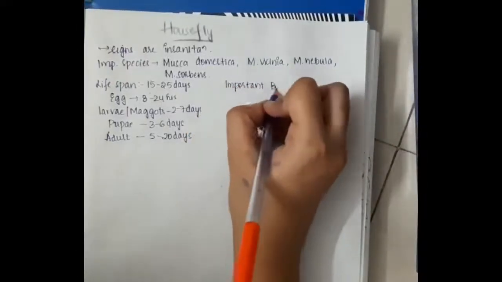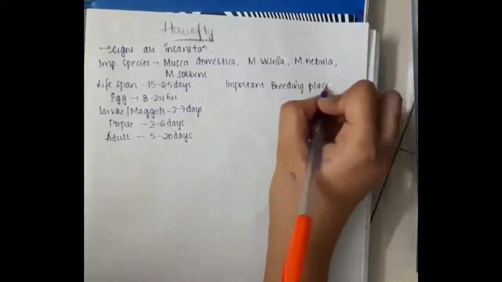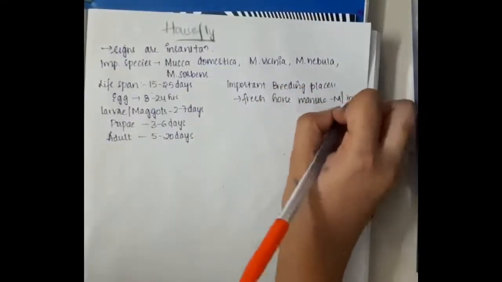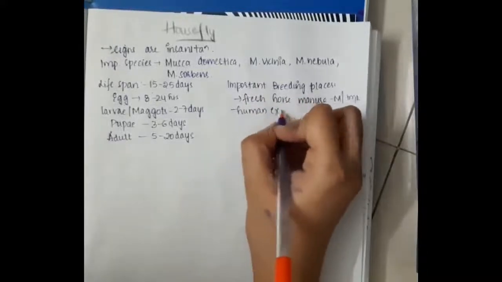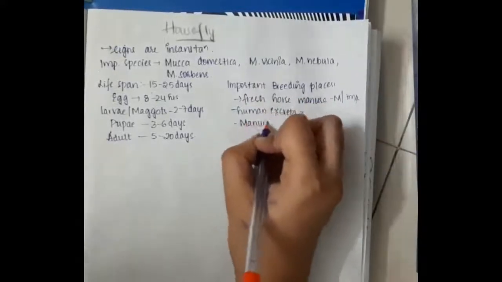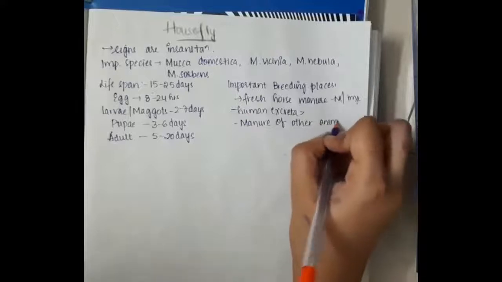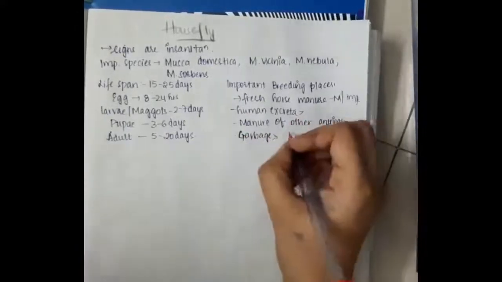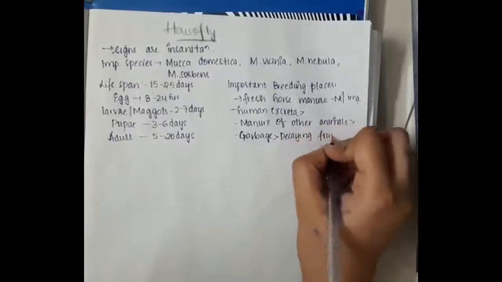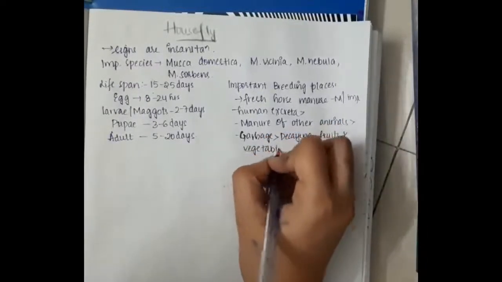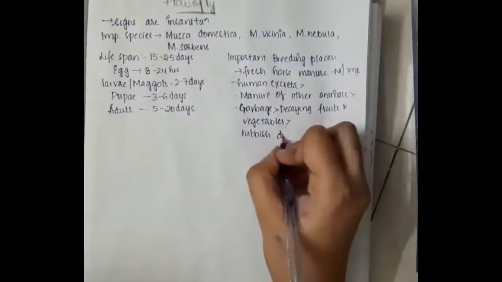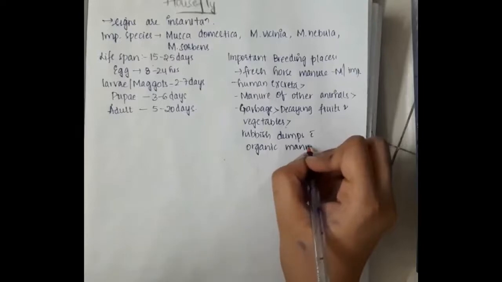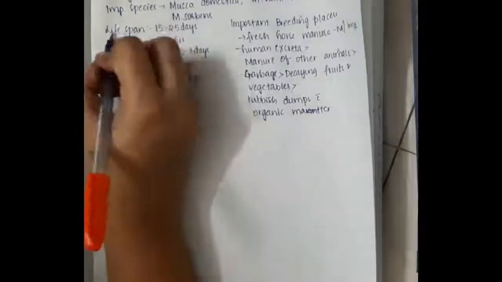The important breeding places of the housefly include fresh horse manure, which is the most important site, then human excreta, followed by manure of other animals, followed by garbage. We also have decaying fruits and vegetables, followed by rubbish dumps with organic matter, as important breeding places.